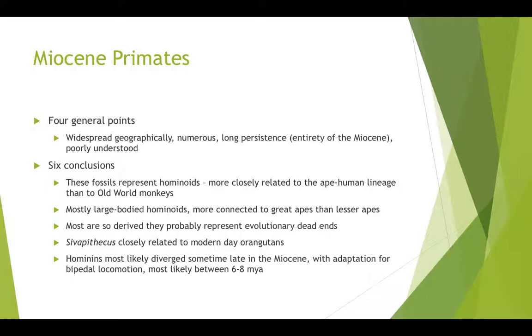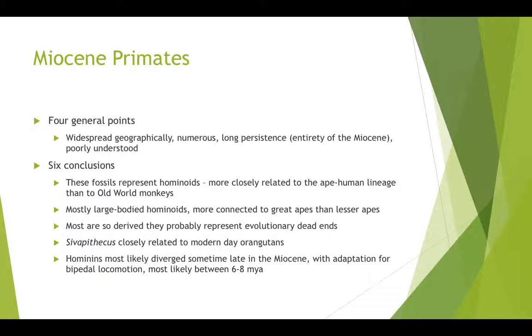We do have fossils, but we have very few complete skeletons, so it's kind of hard to piece together. I mean, we get teeth, we get fragments of postcranial skeletons, but we don't have a fantastic picture of what even one of these species would have looked like. There are 6 conclusions that are born out of the Miocene, though. These fossils represent hominoids. They are more closely related to the ape-human lineage than they are Old World monkeys.